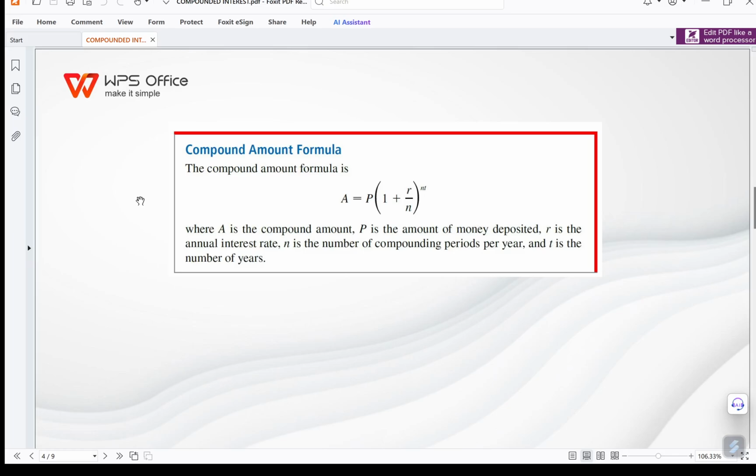So, here we have the formula for the compound amount. The compound amount formula is A equals P times (1 plus R divided by N), all raised to N times T, where A is the compound amount, P is the amount of money deposited, R is the annual interest rate, N is the number of compounding periods per year, and T is the number of years.